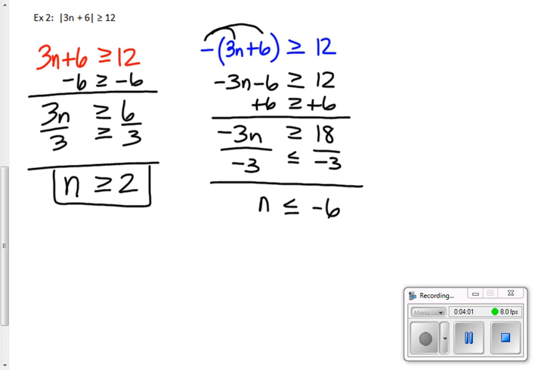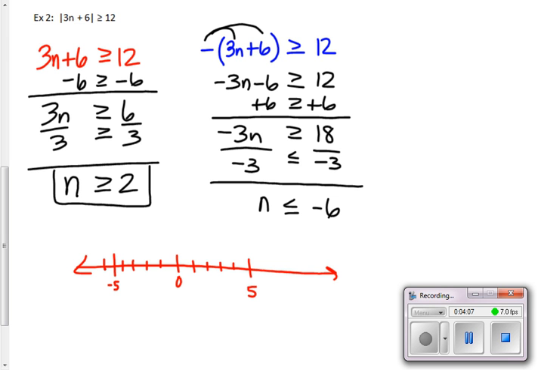So if we look at our values, negative 6 and 2, we need to hit on that number line. We look at this first inequality. We have n is greater than or equal to 2. So on 2, you'd have a closed circle. That value would be to the right. Here's all the values where n is greater than or equal to. Second inequality, you have n is less than or equal to negative 6. Here's negative 6. Here's the values that would be less than or equal to negative 6.